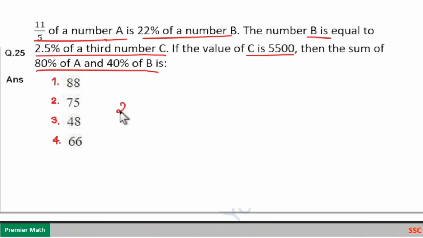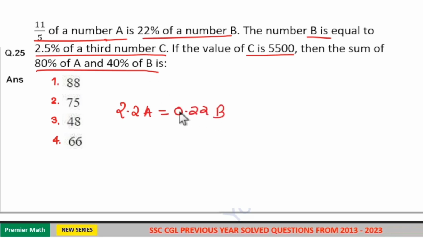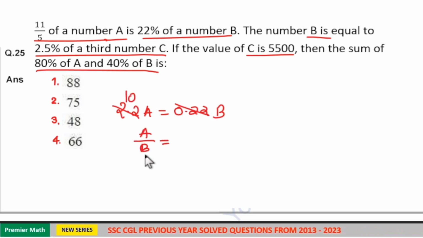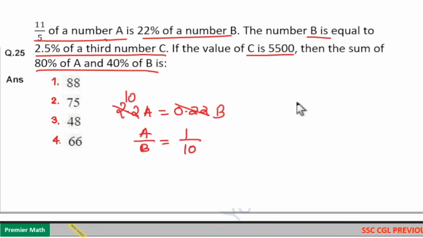So 2.2 of A is equal to 22% of B. 22% means 22 by 100, that is 0.22 of B. Now 0.22 goes 10 times in 2.2. So the A by B ratio is equal to 1 by 10. That is, if A is 1 part, then B is 10 part.